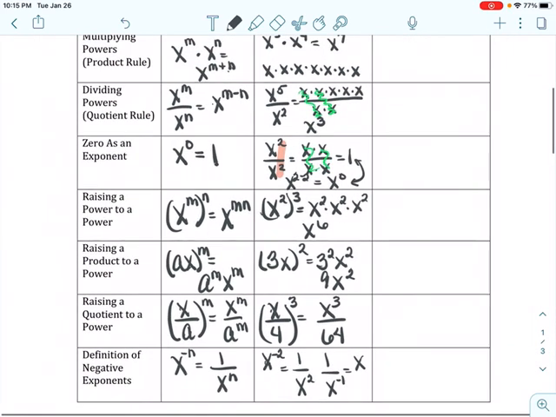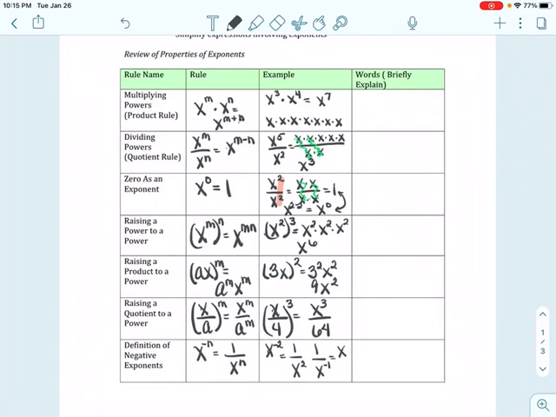All right, so what I want you to do is take a few minutes, pause the video, and in the column that says words, briefly explain. This is going to be for your information and how you are going to remember these particular rules.